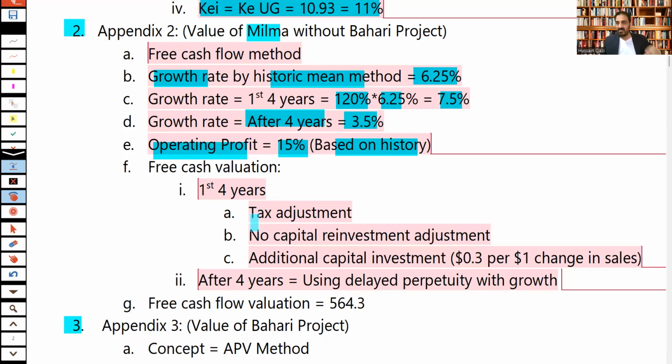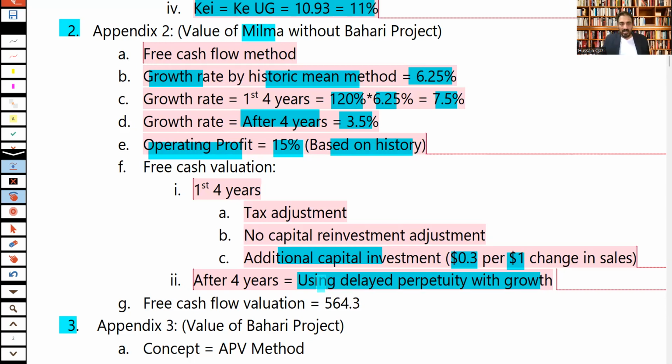For the first 4 years, simple. The first 4 years means year 1, 2, 3, 4. Take out the sales, then operating profit based on 15%, then tax adjustment. No capital reinvestment adjustment for the existing one. But for additional capital investment, yes, you have to work out $0.3 per dollar change in sales. And after that, use delayed perpetuity with growth. I must say, do practice delayed perpetuity with growth as much as possible. It's very normal in the questions.